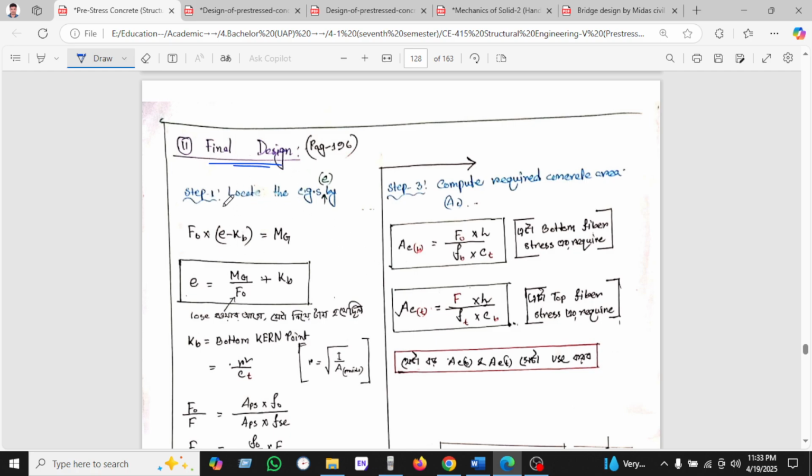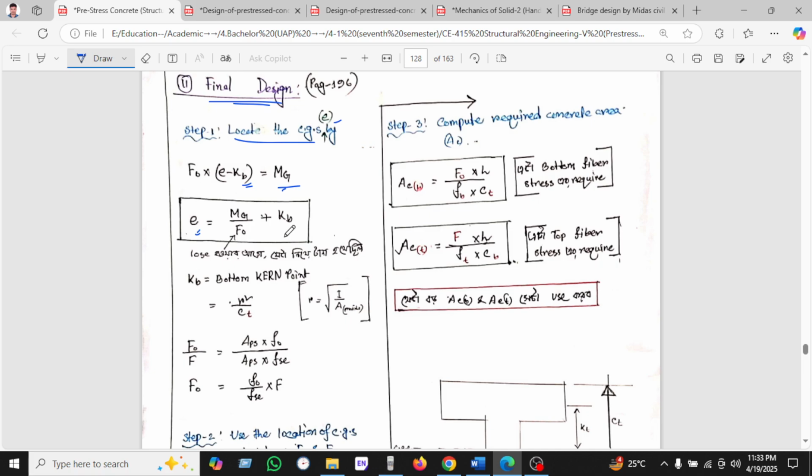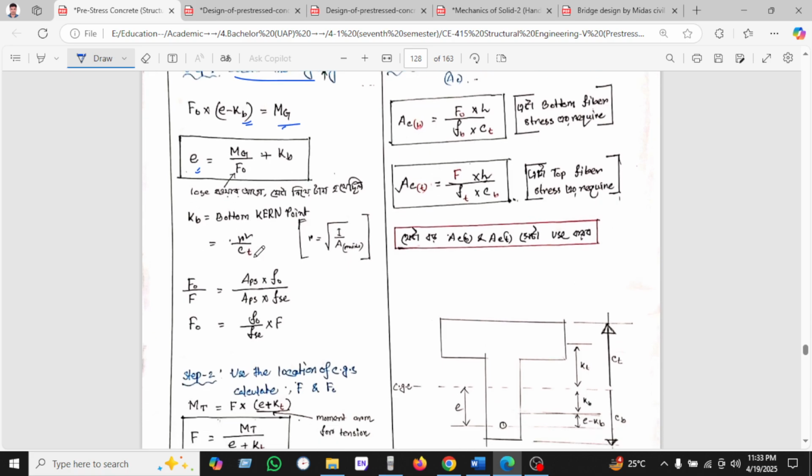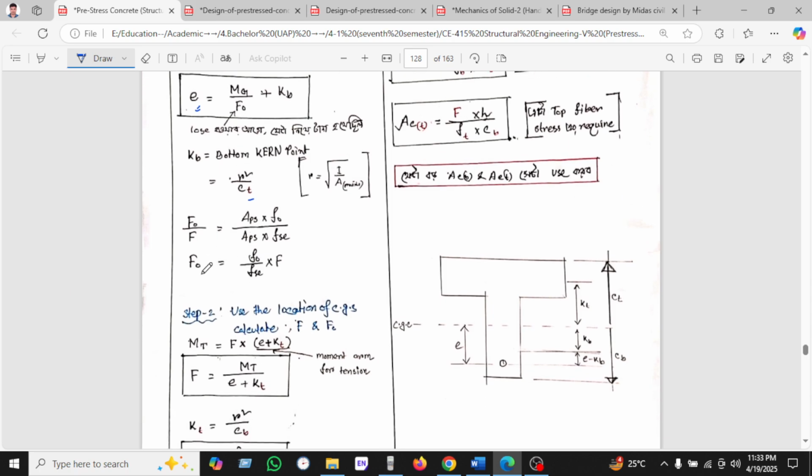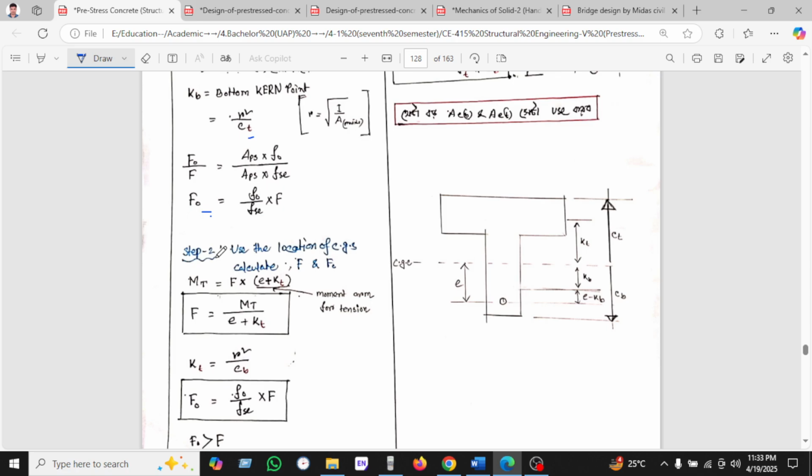The stage we've seen. First stage, look at the CGS, which is E, by this formula: F B into E minus K bottom current minus moment equals girder moment. So in this way you can calculate the eccentricity E with this formula. KB is the bottom current, so R square divided by CT, as we have seen here. R is the radius of gyration, and with this ratio you can find this value.